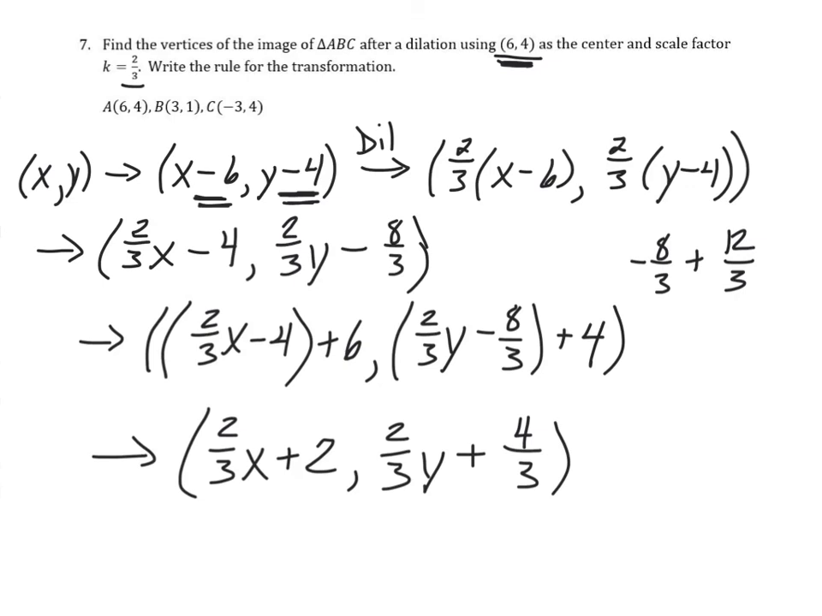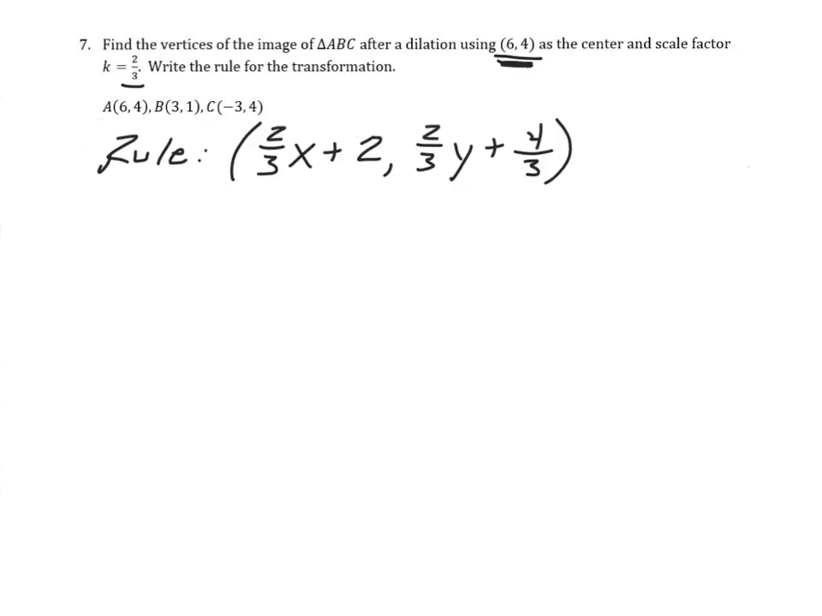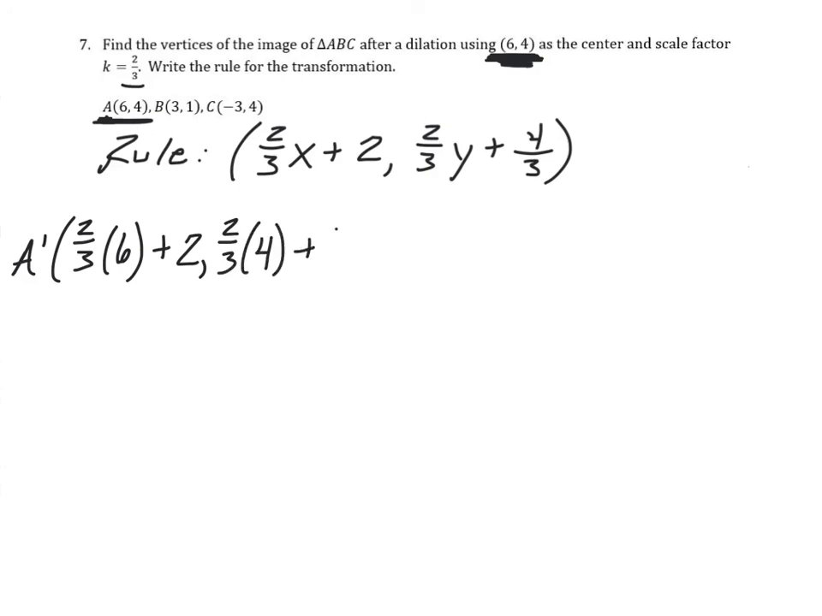Now I have to worry about dilating my original points A, B, and C. So let's clean all this up first. So I have my rule jotted down up at the top. First thing I want to do is apply it to A. Now if you notice, A is actually the center of dilation as well. That means that A should not move. So when I calculate A prime, it should end up at 6, 4. So let's hope that's the case. So I go for 2/3, plug in my x from A, plus 2. 2/3, plug in my y from A, which is 4, plus 4/3.